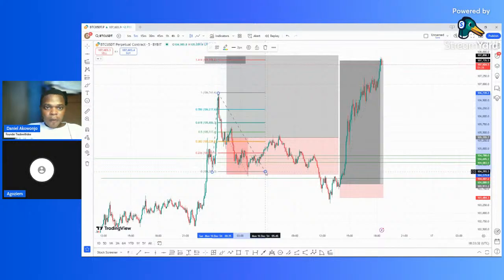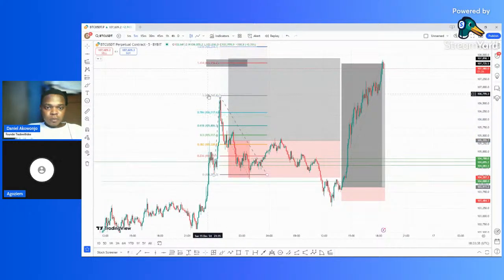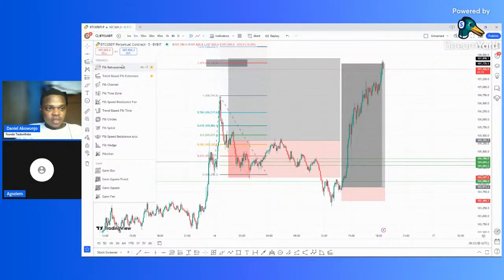Sorry, is there something that tells you about the fib extension, like an icon that shows you, or do you just analyze it yourself? The fib extension is also a tool. It's just a tool like your trend line. You understand? Like those things here. Look on the right, on the third tool where Fibonacci is. You will see trend-based fib extension. Can you see that?